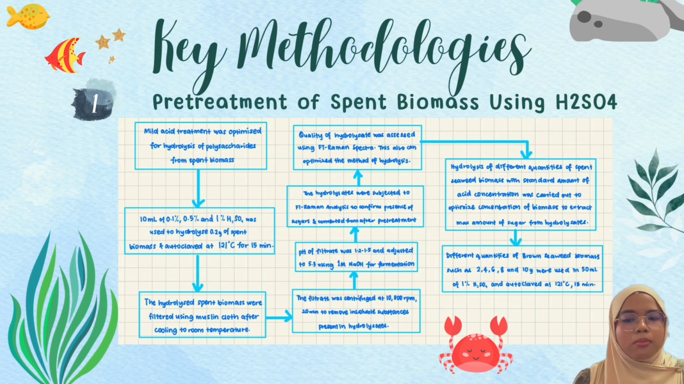Next, the hydrolyzed spent biomass was filtered using muslin cloth after cooling to room temperature. Next, the filtrate was centrifuged at 10,000 rpm for 20 minutes to remove insoluble substances present in hydrolysates. Then, pH of filtrate was 1.2 to 1.5 and adjusted to 5.3 using 1 M NaOH for fermentation.